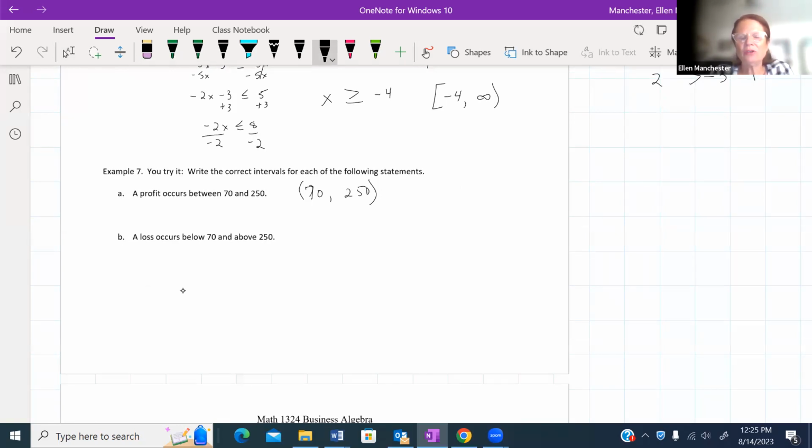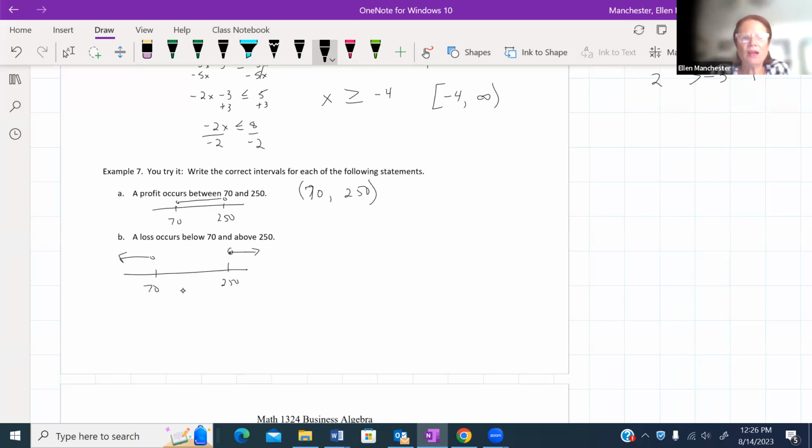Okay, and then a loss occurs below 70 and above 250. So if you look at that graphically, it would look like this. Below 70 and above 250. And again, it doesn't say including it. It just says below and above. Okay, where this one graphically, it would look like this. So it's all the values in between.